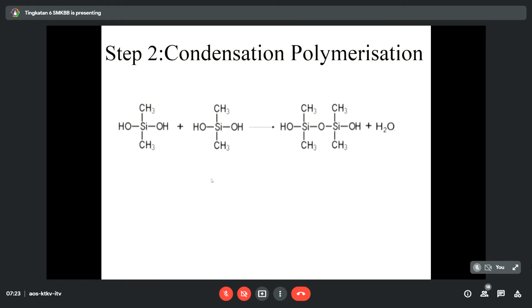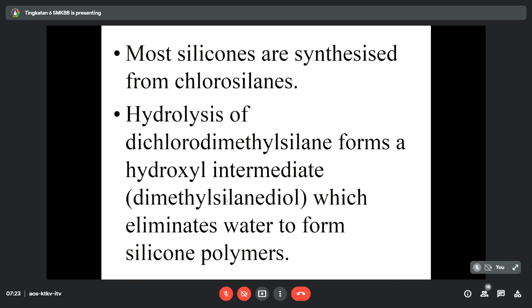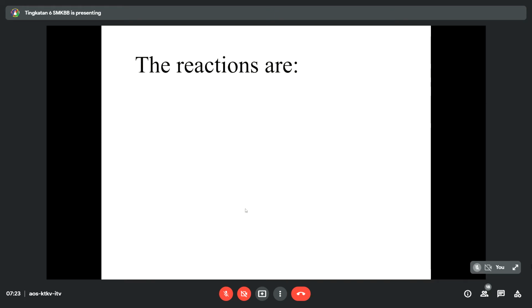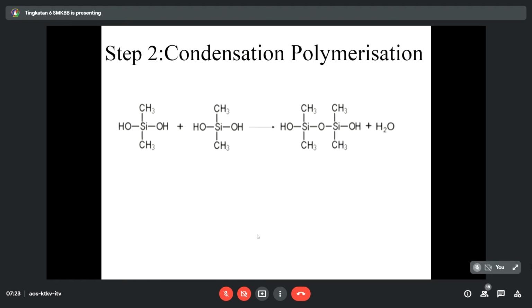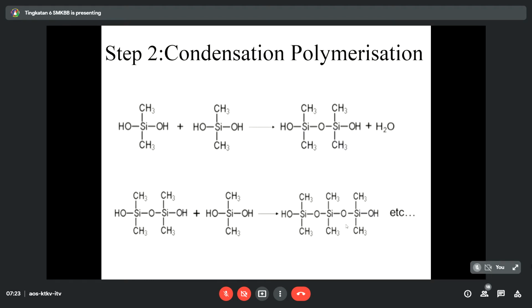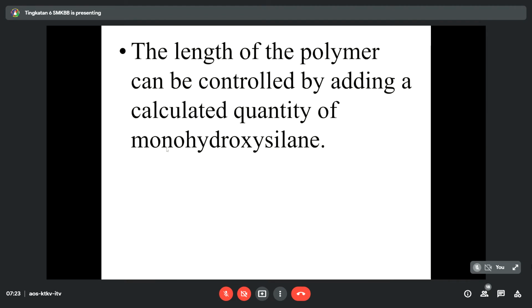Okay, the dimethyl, what's the name just now? Dimethylsilane diol. So you start with that one as a monomer, then it will keep on getting longer and longer and longer, isn't it? Now, if you want to stop it, then you add in a structure which contains only one OH. You add in monohydroxysilane, then of course you can stop the polymerization.